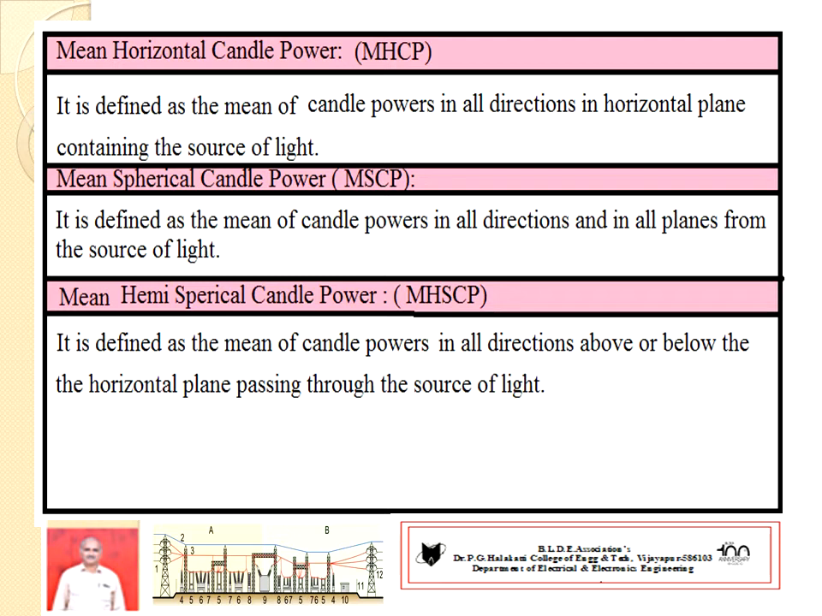Third one, MHSCP, mean hemispherical candle power. It is defined as mean of candle powers in all directions above or below the horizontal plane passing through the source of light.